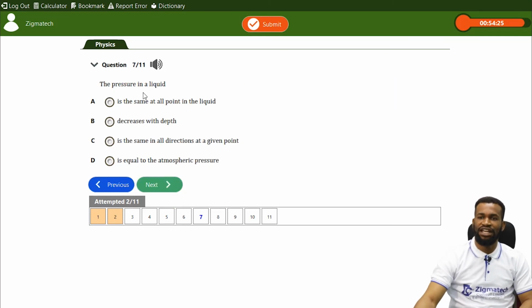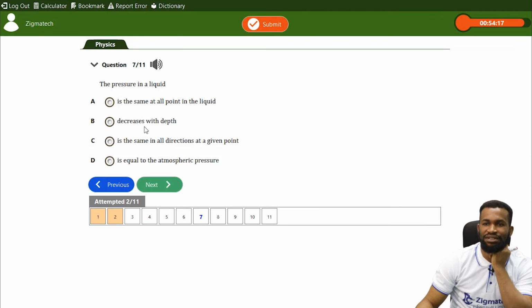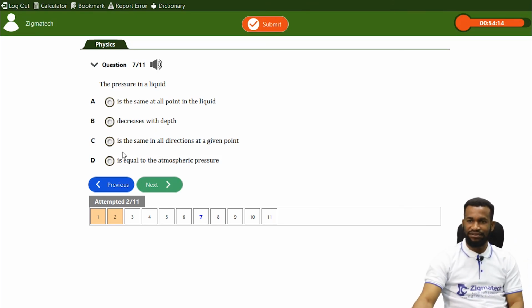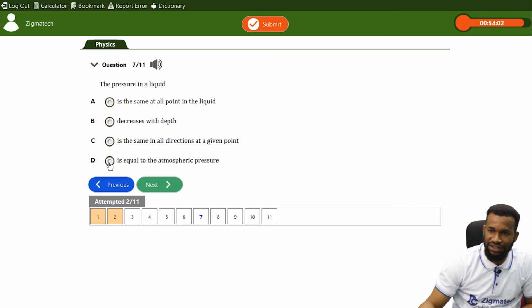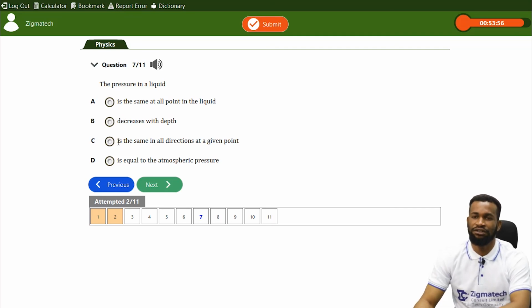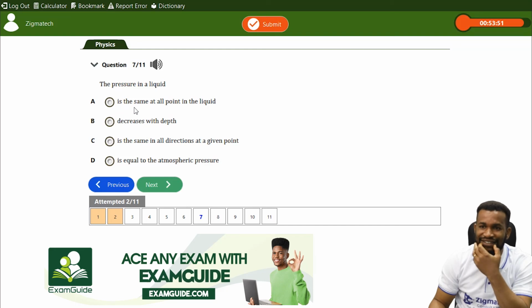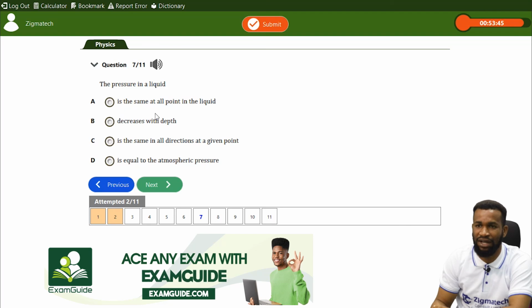All right. The pressure in a liquid: A, is the same at all points in the liquid. Is that true? B, decreases with depth. C, is the same in all directions at a given point. D, is equal to the atmospheric pressure. No, you see, option D and option B have no place here. Let's consider option A and option C, and decide which one best describes pressure. Now, option A is the same at all points in the liquid. No, no, no. It can never be the same at all points.